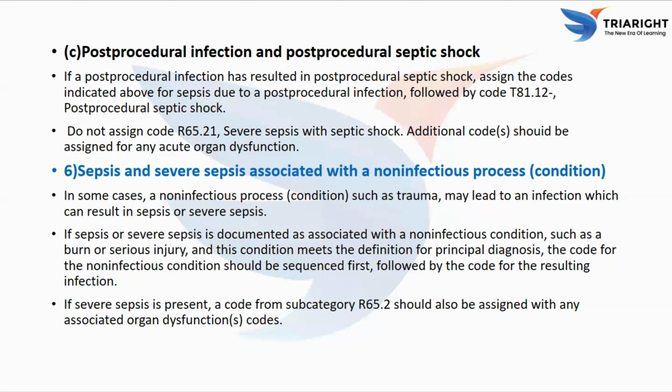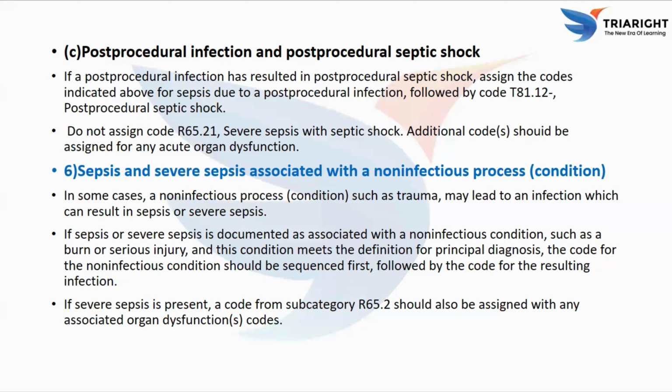Then you have to assign the additional codes for organ dysfunction. Even though you cannot use R65.21, you must still code the patient's organ dysfunctions, for example, acute kidney failure, N17.9, acute respiratory failure, J96.00, and liver failure, K72.00. Septic shock always includes organ dysfunction, so organ failure codes must be added.